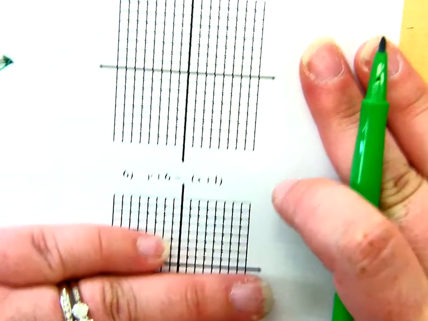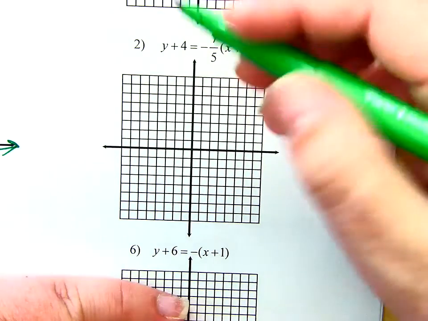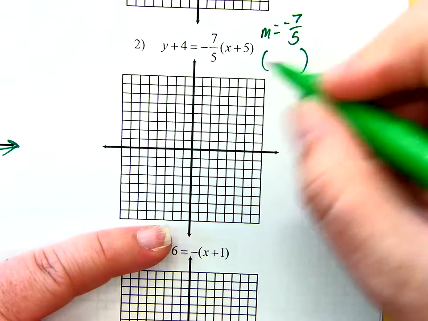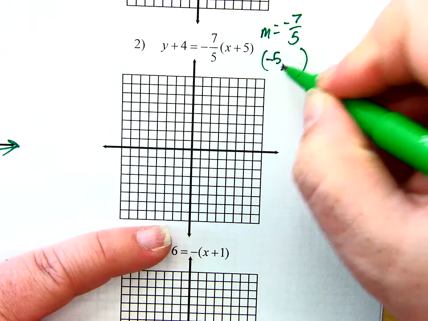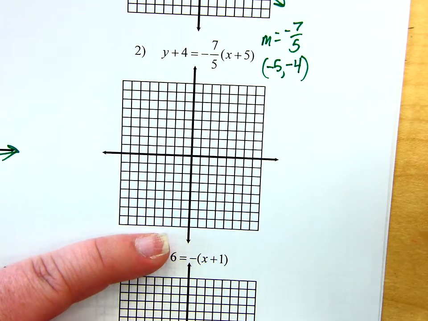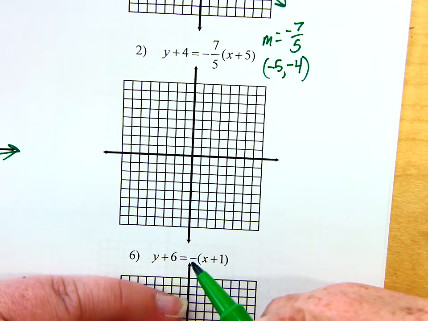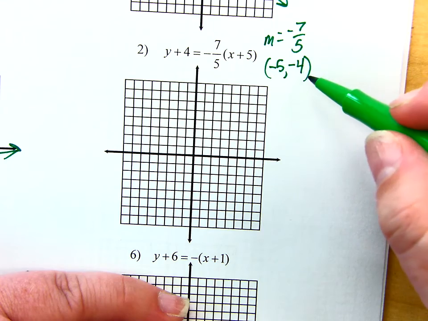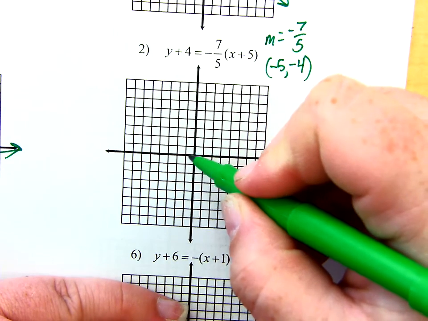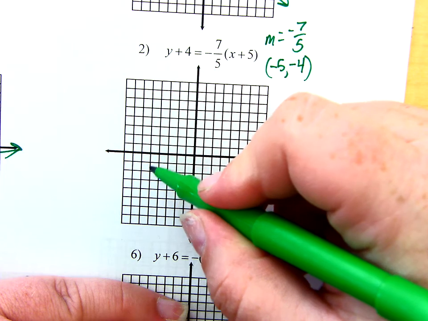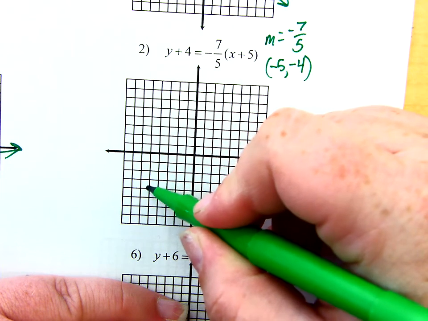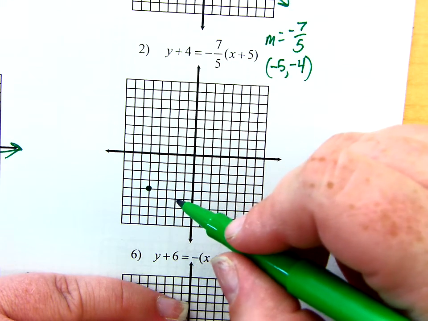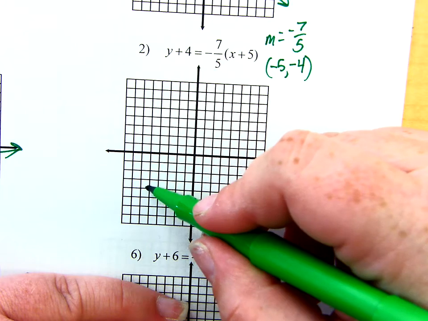Number 4 was tricky because you run out of grid all over the place, but you should have figured out that the slope is negative 7/5, and then the other point on the line is (-5, -4). Did you get that part right? Now you've got to graph it correctly. Where is (-5, -4)? Well, you start at the origin and you go left 5, down 4. A lot of you did not do that. So everybody should have had a point right there.